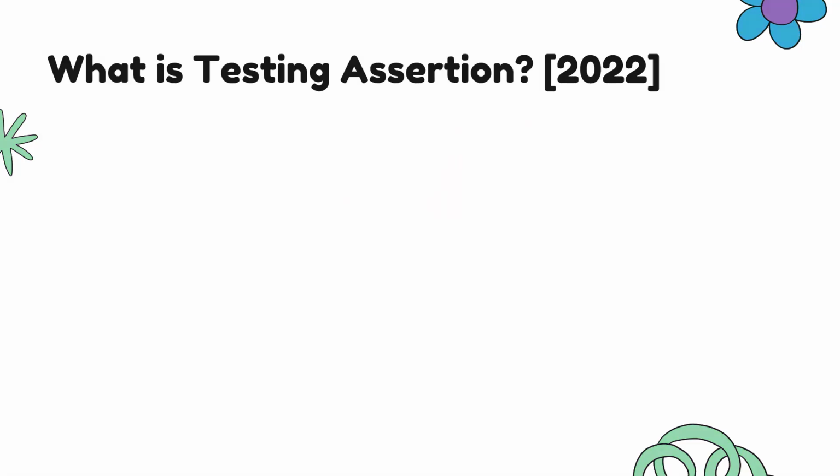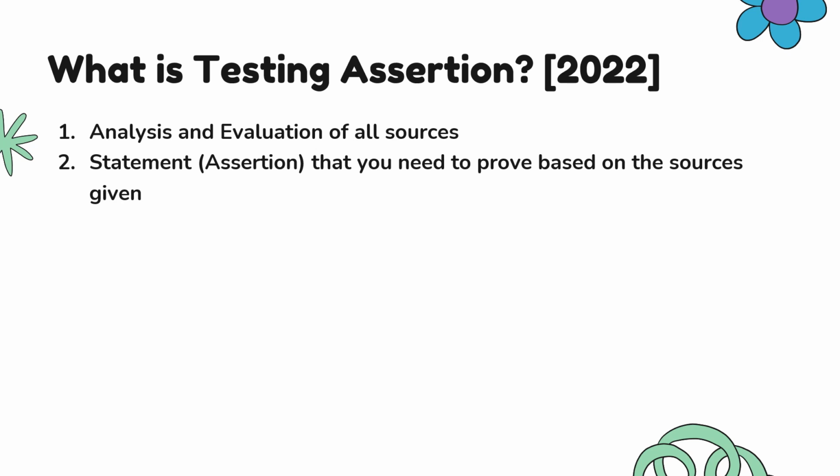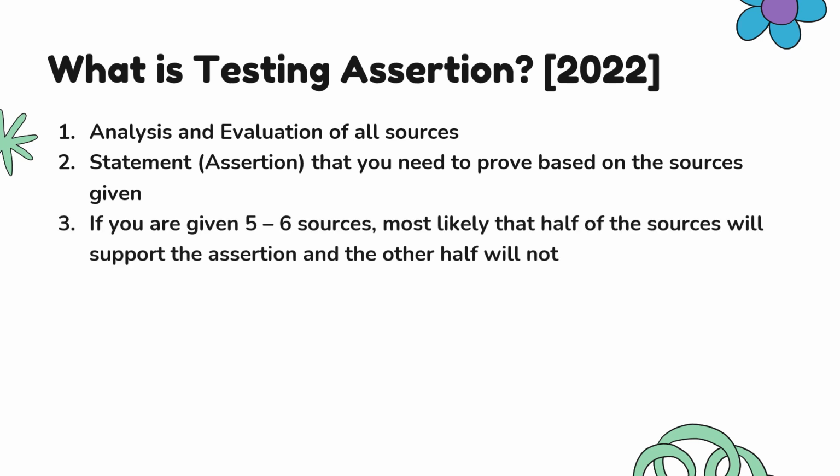Okay, so what is testing assertion? Testing assertion is really an analysis as well as an evaluation of all sources. You'll be given a statement, which is an assertion that you need to prove based on the sources given in the case study. And if you are given 5 to 6 sources, most likely half of it will support the statement or the assertion, whereas the other half will not.